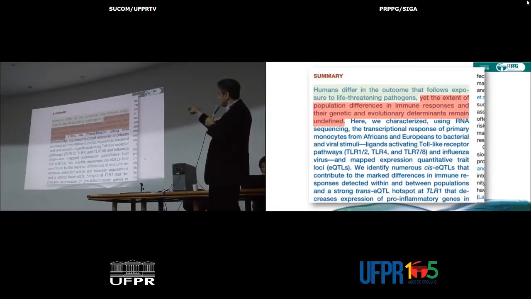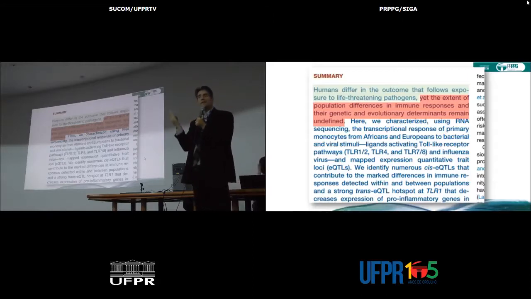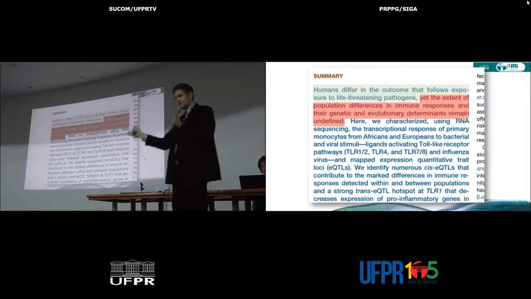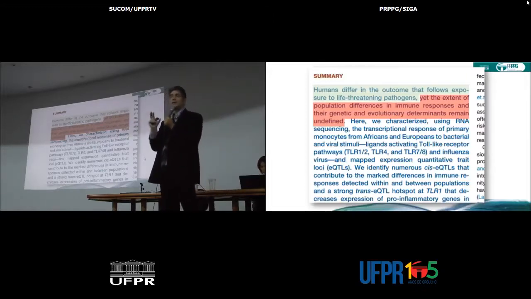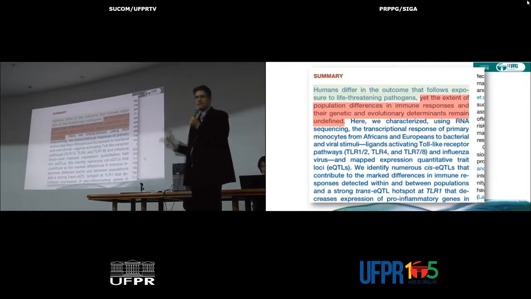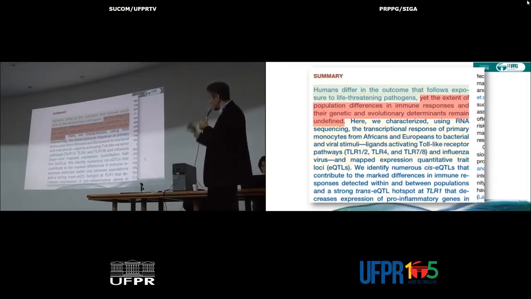But look at the way they say that. This evolutionary determinants remain undefined. And maybe you wouldn't have thought of saying it that way, but it signals this remain unanswered, or remain undefined, or remain uninvestigated. You'll see this often in academic texts, and so you could highlight that.